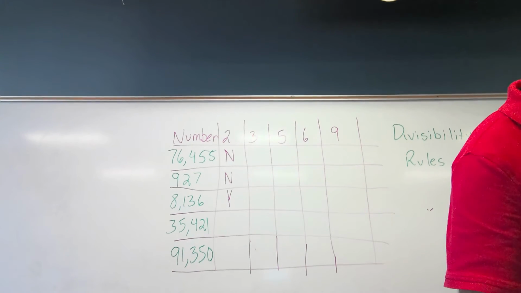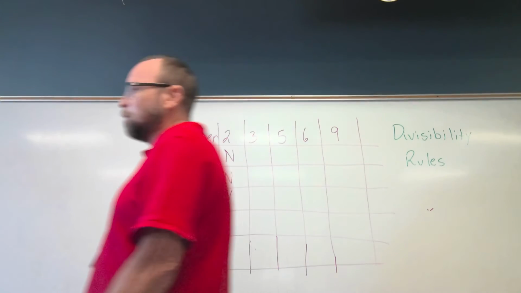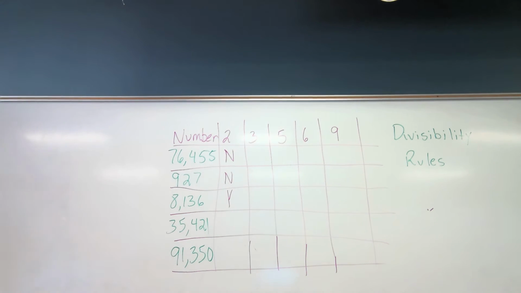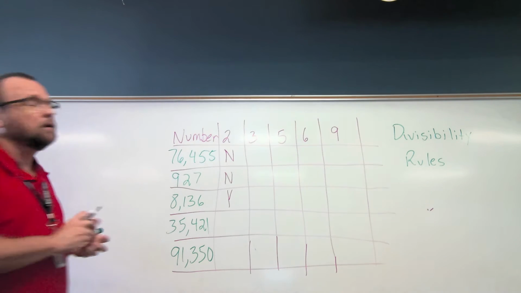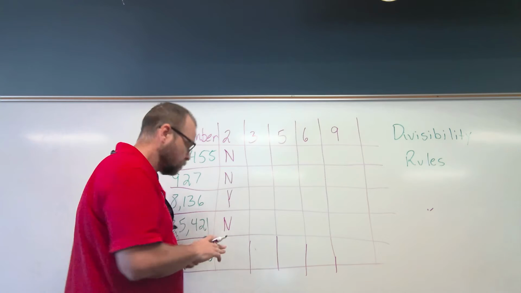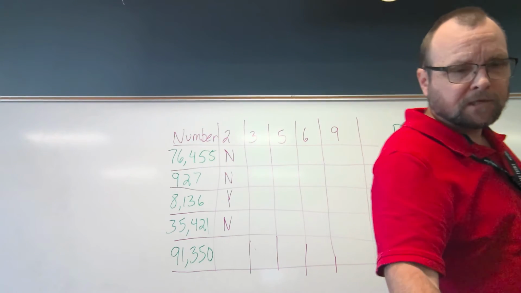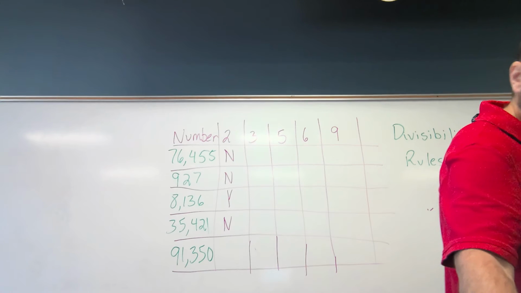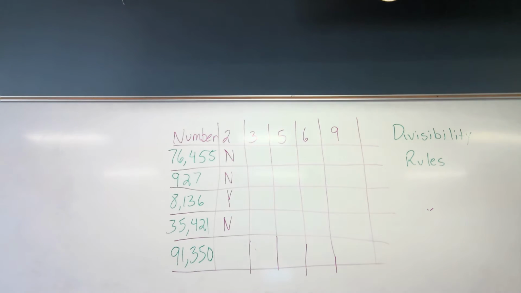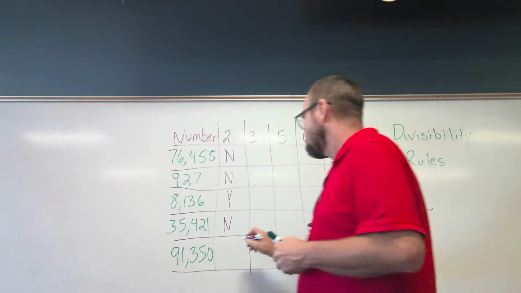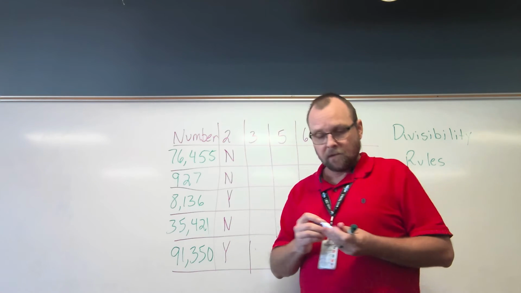Oh, let's see. Maddie, 35,421. Is that divisible by 2? No. Because it has a 1 in the ones place. It's got to have a 0, 2, 4, 6, or 8 in the ones place. Ezzy, 91,350. Is that divisible by 2? Does it end in a 2, 4, 6, 8, or 0? It ends in a 0, so yes. It is going to be divided into 2 equal groups.